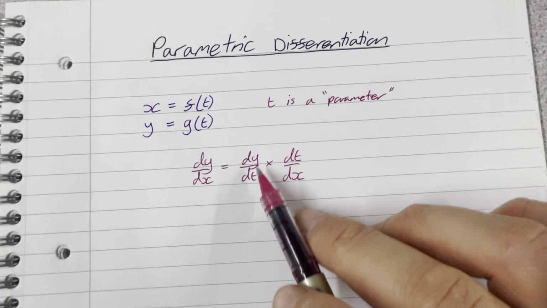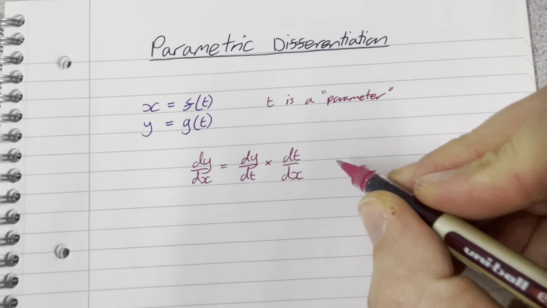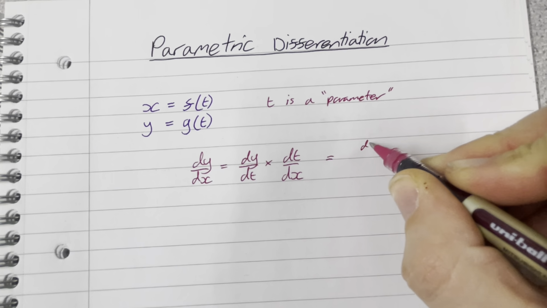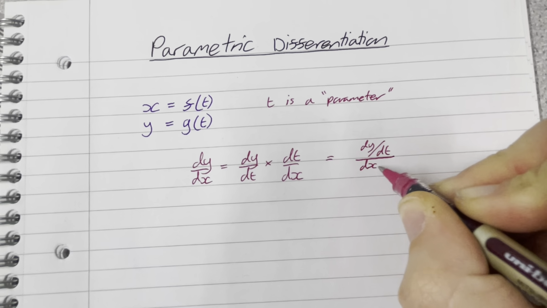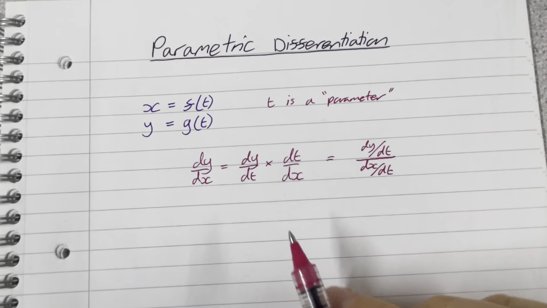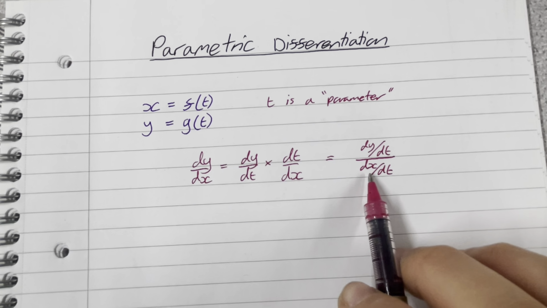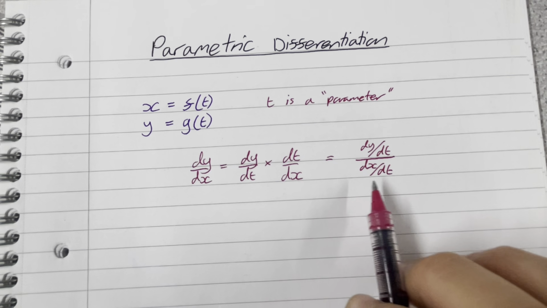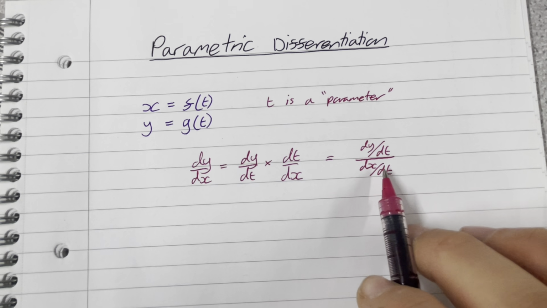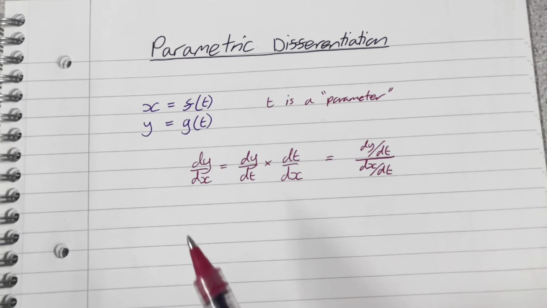Okay, so we need to find dy by dt, and we need to times it by dt by dx, which is the same as doing dy by dt and then dividing it by dx by dt. Because when you times by a fraction, it's the same as dividing by its reciprocal, and it's easier to work with dx by dt rather than dt by dx. So this is what we're going to be working with, dy by dt divided by dx by dt, and we've got x as a function of t and y as a function of t.